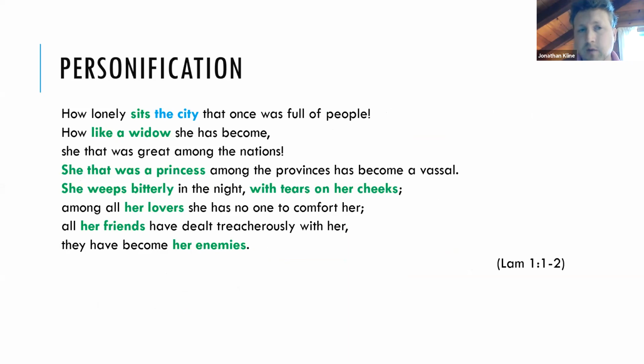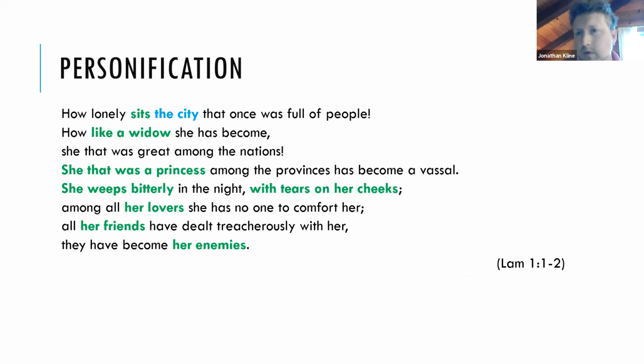This is the way that Lamentations begins. How lonely sits the city that once was full of people. How like a widow she has become, she that was great among the nations. She that was a princess among the provinces has become a vassal. She weeps bitterly in the night with tears on her cheeks. Among all her lovers, she has no one to comfort her. All her friends have dealt treacherously with her. They have become her enemies.